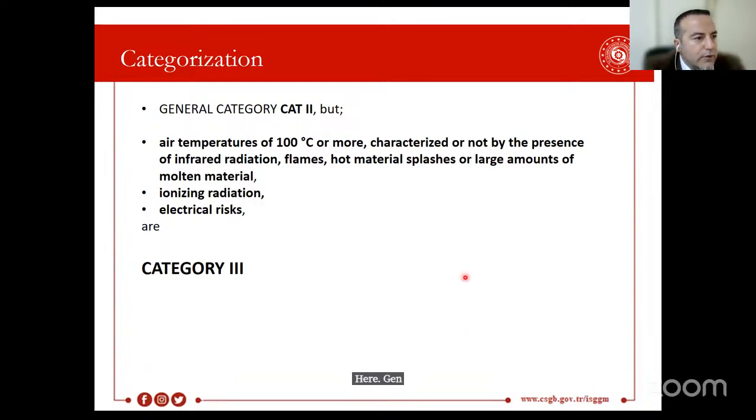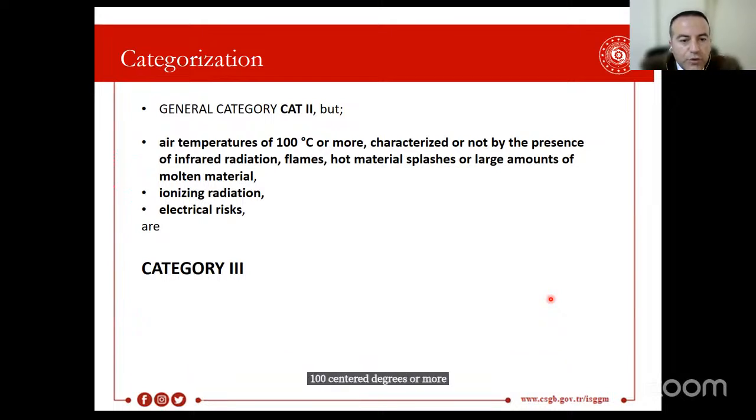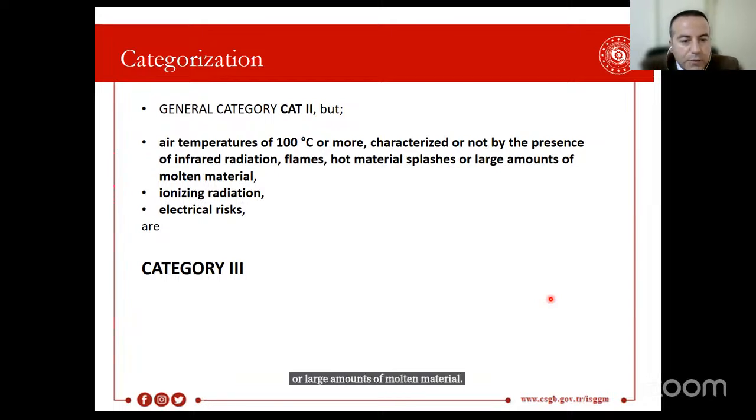General category is 2, but eye protectors and filters designed and manufactured for use in high temperature environments whose effect can be compared to air temperatures of 100 centigrade degrees or more, characterized or not by the presence of infrared radiation, flames, hot material splash, or large amounts of molten material. Eye protectors and filters designed and manufactured to provide protection against ionizing radiation, and eye protectors and filters designed and manufactured to provide protection against electrical risks are category 3. These are category 3.